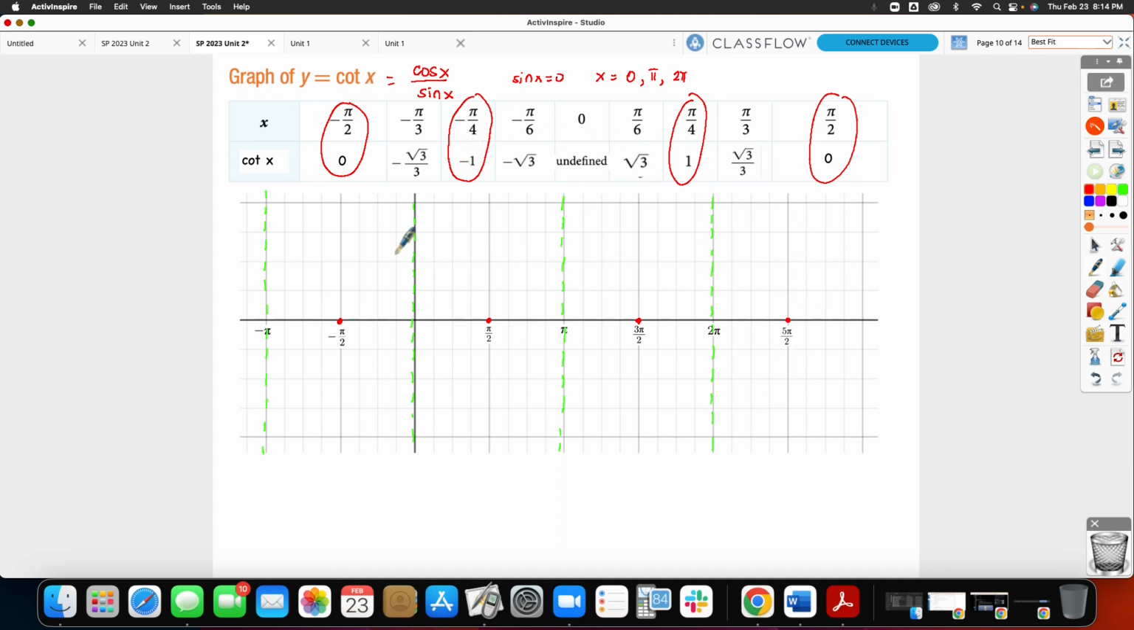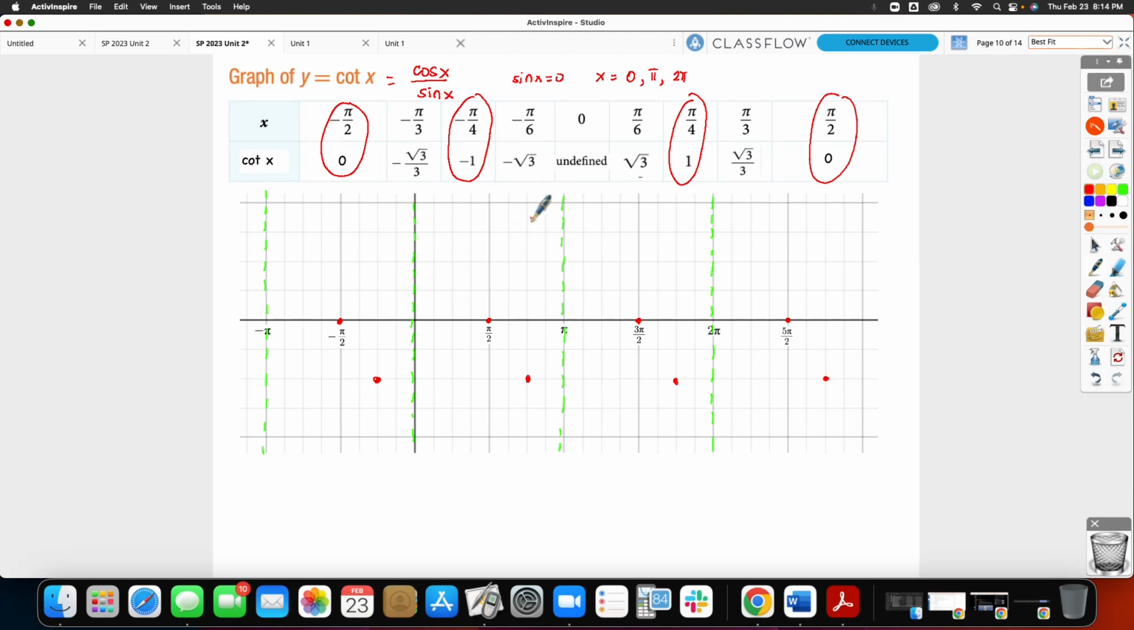Now at negative pi over 4, between 0 and negative pi over 2, your y is negative 1. Again, the scaling here is by 0.5, so this is negative 1. And it will be repeated over here and repeated over here.